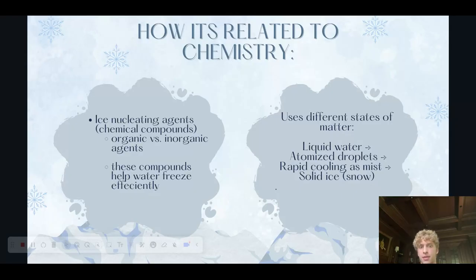Artificial snow also relates to chemistry through the use of the states of matter. For the process, the water is in liquid form from when it is gathered in the machine and atomized, and then it turns into gas form when the fan turns the water into mist and puts it out into the slope, and then finally it turns into solid when the mist freezes.